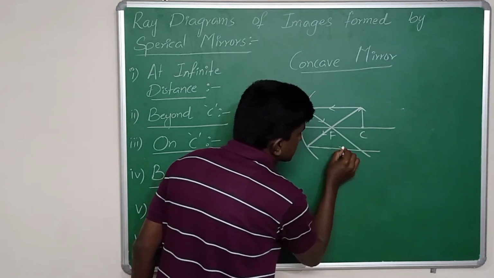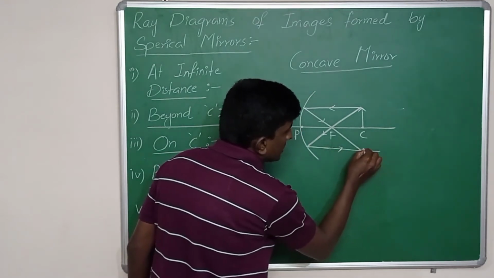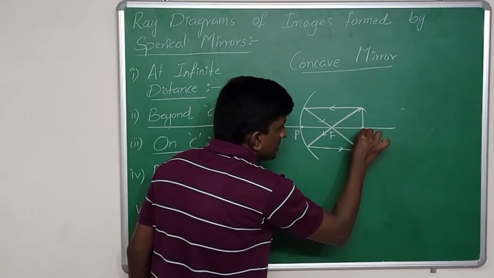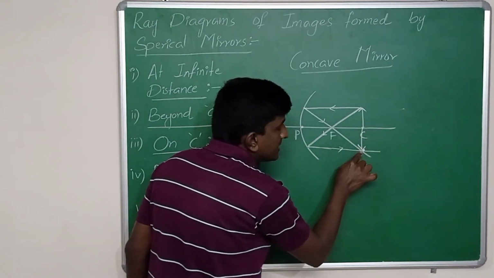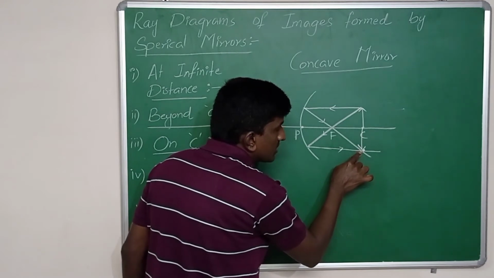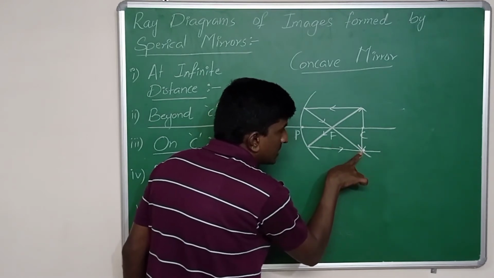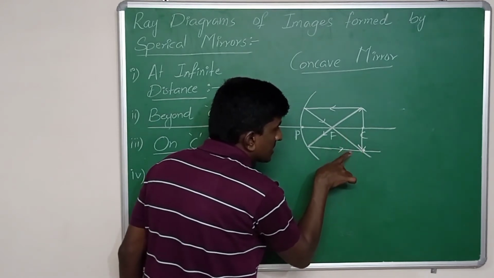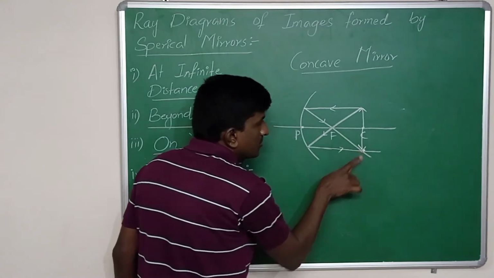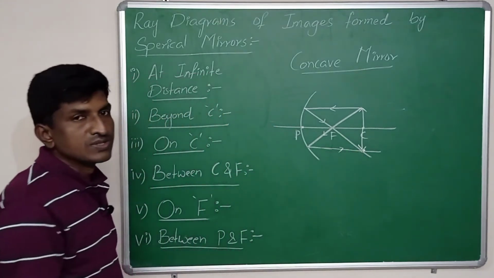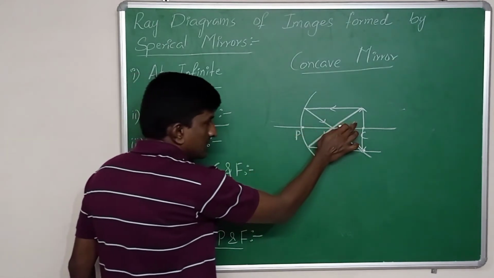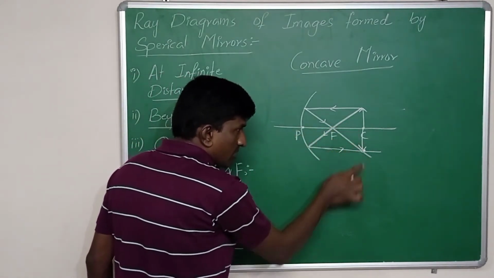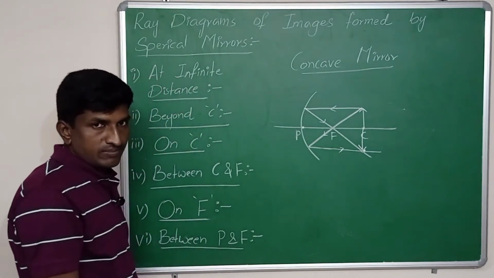parallel to the principal axis. Then both light rays are intersecting here, then the image is formed here. The position of the intersecting point where the reflected light rays intersect, there the image is formed. So if the object is placed on C, the image is also formed on C.